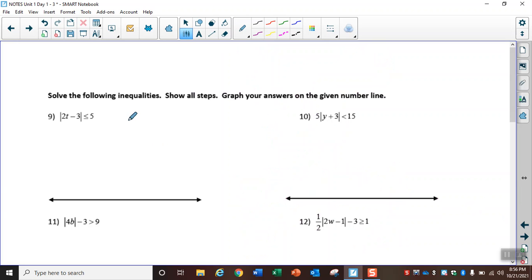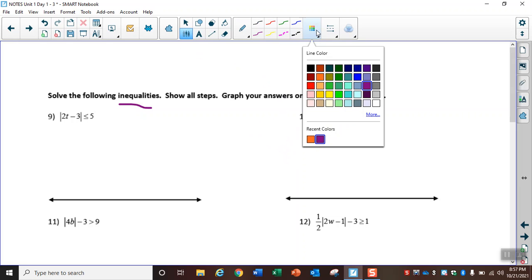All right, so now I have an inequality because I've got a less than here. So if it's less than, I'm going to nest it in between. Remember, you have a negative 15 and a positive 15. So before I do that though, I've got to get the absolute value all by itself, don't I?